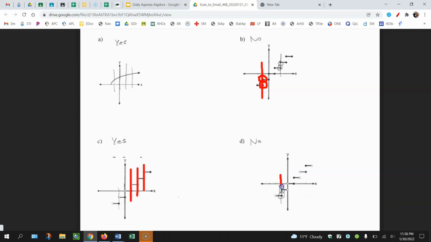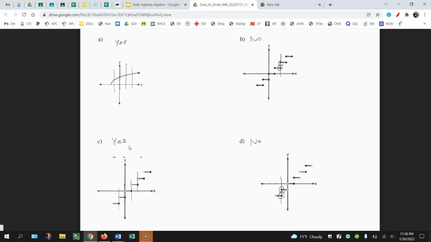And then D, you have an issue here. You also have an issue here. It's going to hit two closed circles, two closed circles. So you can see A and C are yes, these are functions. B and D are no. And the reason would be that A and C pass the vertical line test, B and D do not.